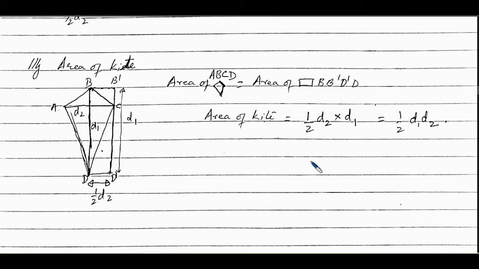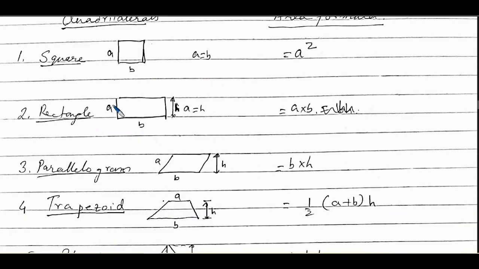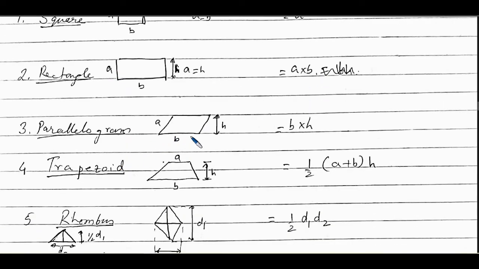So here I have tabulated quadrilaterals and area formulas. You have a square, where all the sides are the same, a equal to b, and the area formula is a squared. Rectangle, here a is not equal to b, and a I consider as a height. So the area of a rectangle will be base into height, that is a into b. Similarly, for the parallelogram we have a proof; the area is base into height, but not this a. You have to know this height. For the trapezoid, we have shown that it is half of a plus b times height.